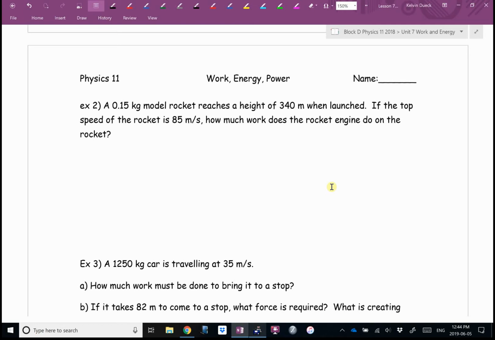Well, Kenley, what's this question want me to find? How much what? And again, my first thought would be, don't write this down, force times distance.